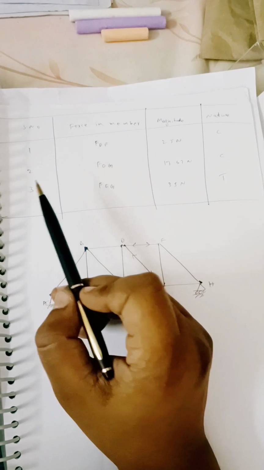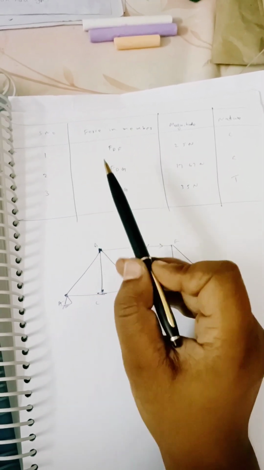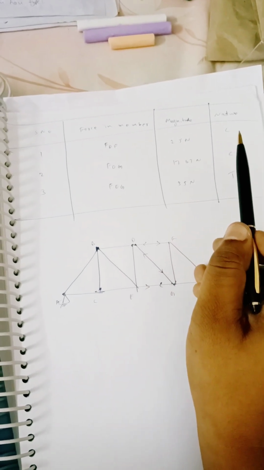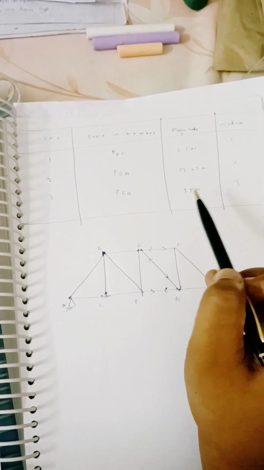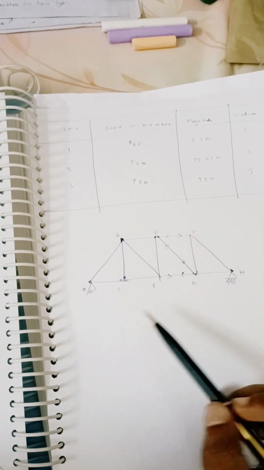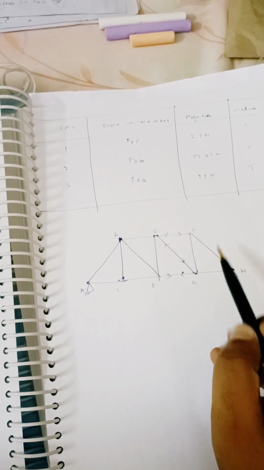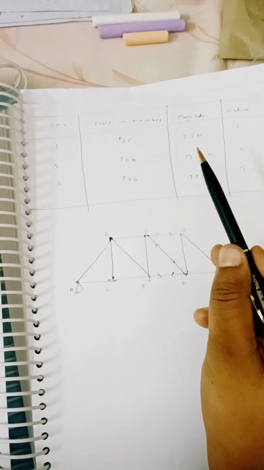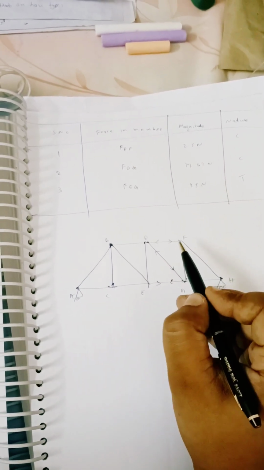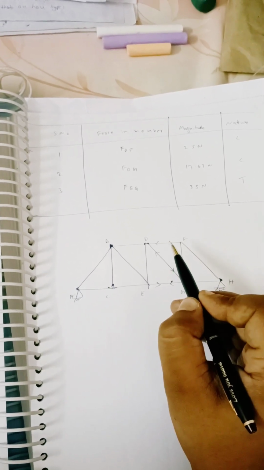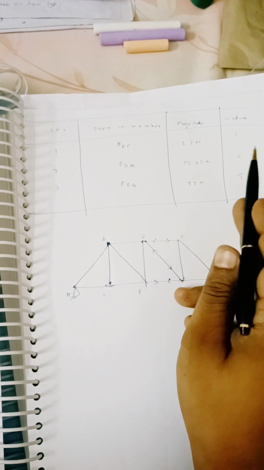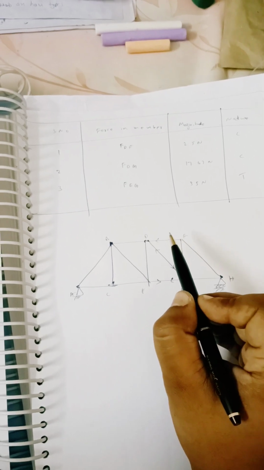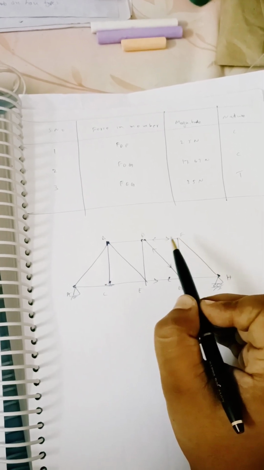Then I am representing them in the form of a table: serial numbers, forces in members FDF, FDG and FEG, and their magnitudes. If it is minus, the nature is compression; plus is tension. If you want to show these forces in the truss, you can show them like this. FDF is minus 2.5, so compression. Compression means we have to take the force towards the joint. So towards the joint.